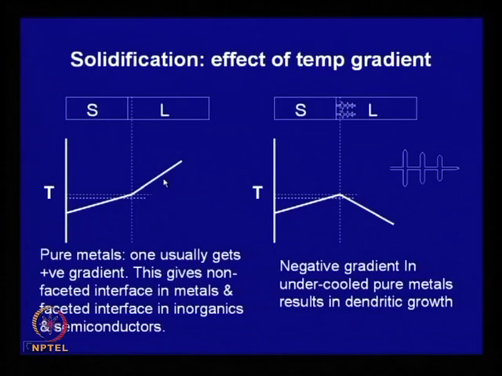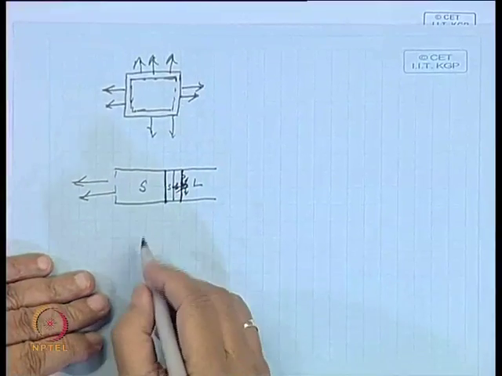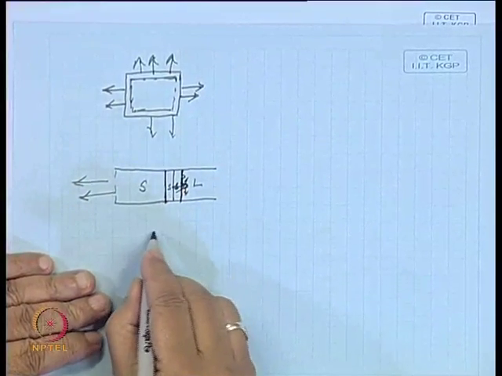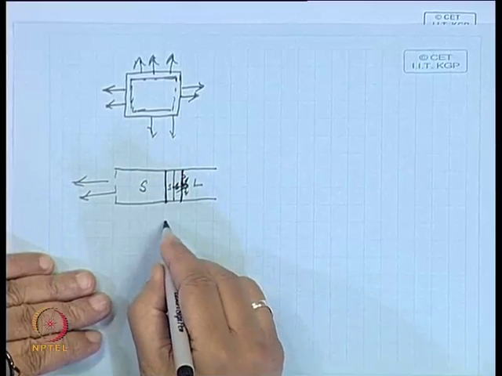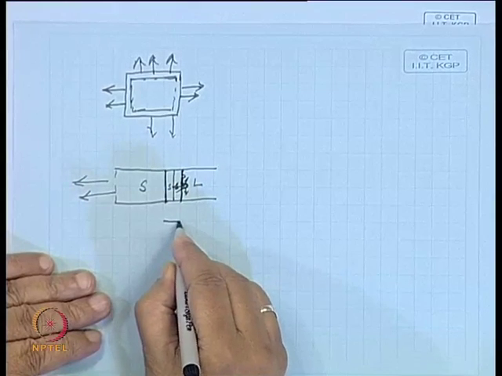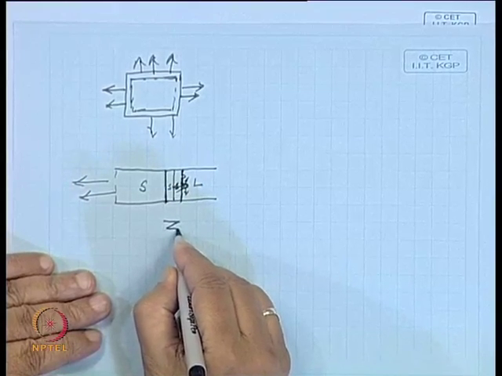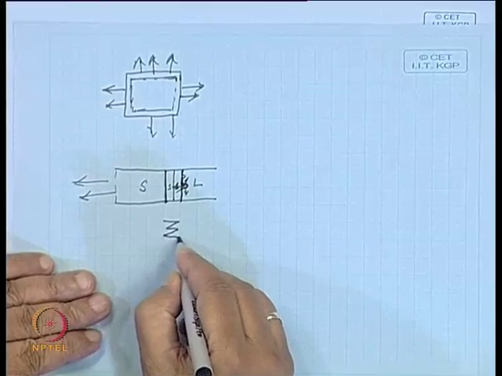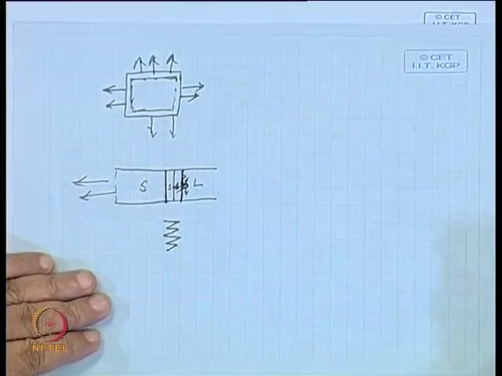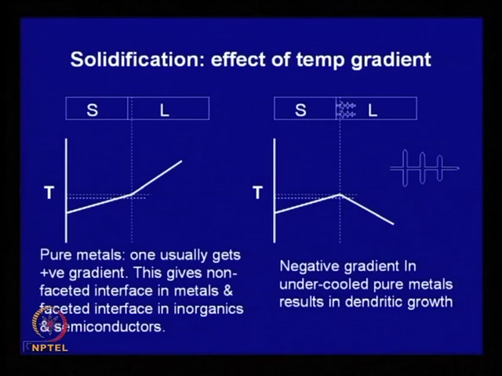of gradient. But there are certain materials, like some inorganics, where this phase can also be faceted like this. This kind of faceting can take place in inorganics and some semiconductors.